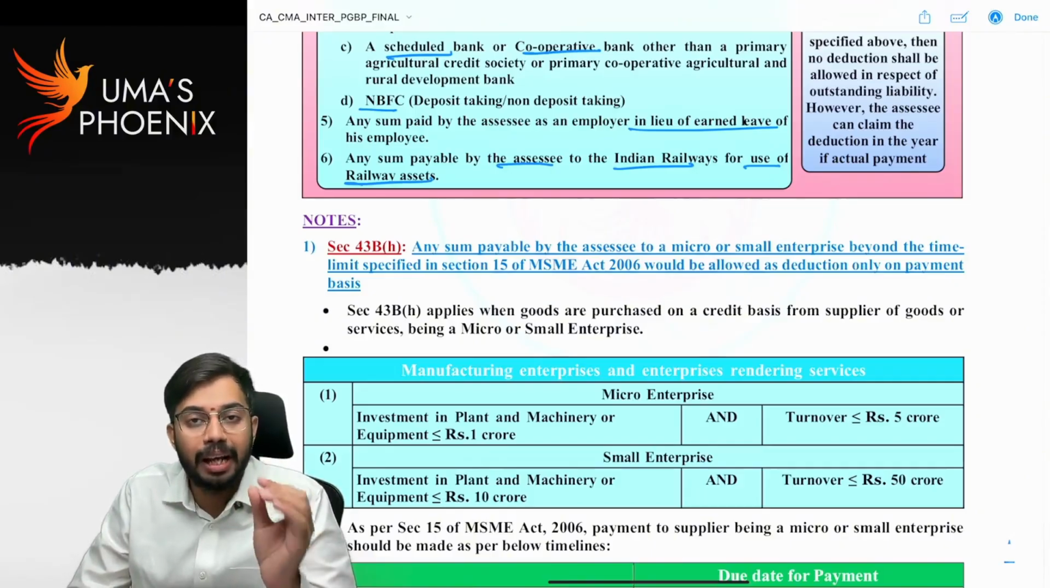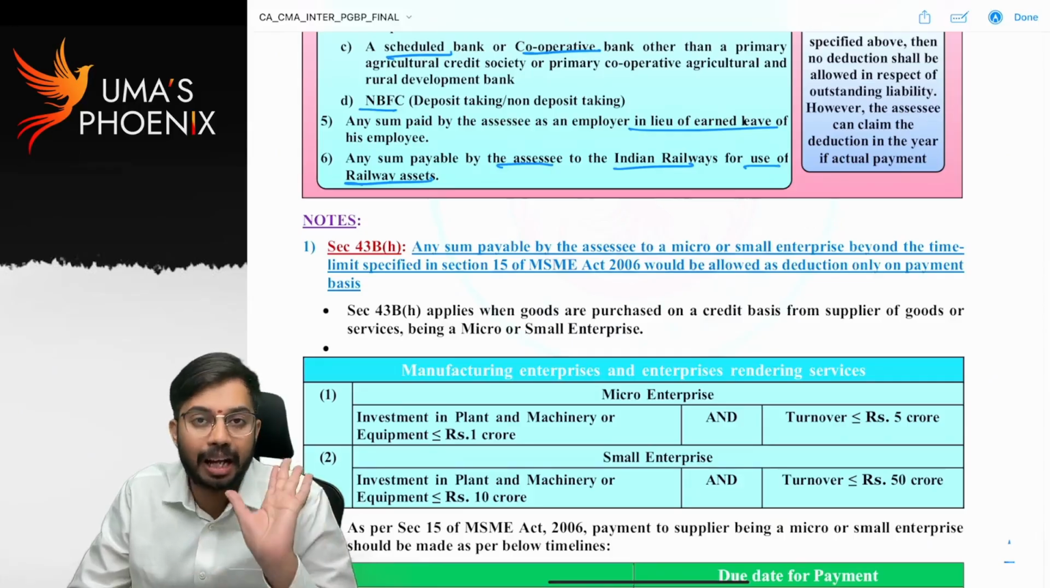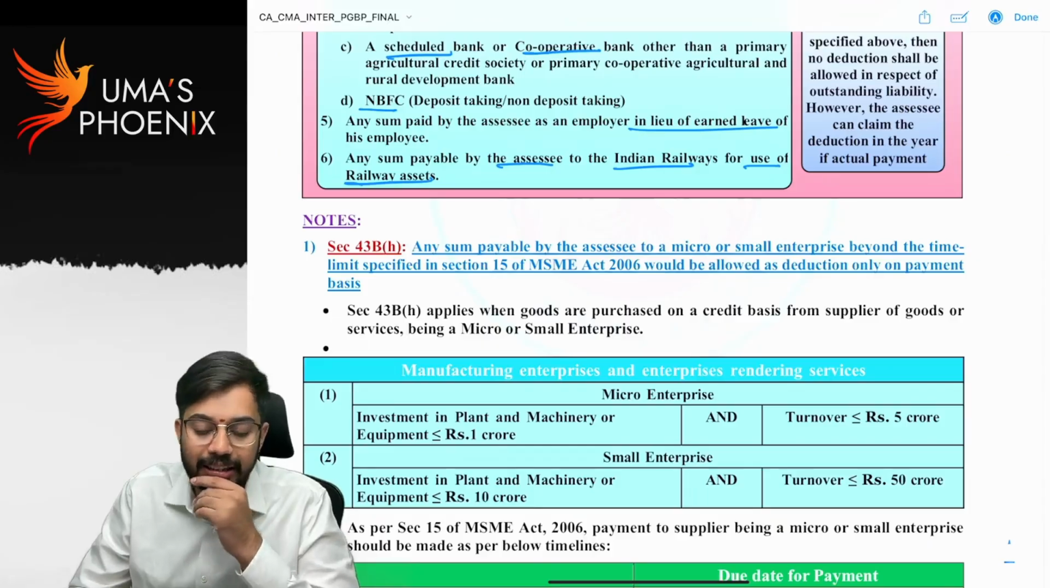Very simple. Any amount payable to Indian Railways is allowed as deduction only if it is paid in the current previous year. If it is paid in the next previous year, if it is before ITR due date, allowed as deduction. If it is after ITR due date, not allowed as deduction. Is it clear?